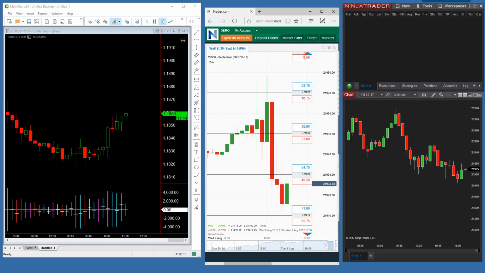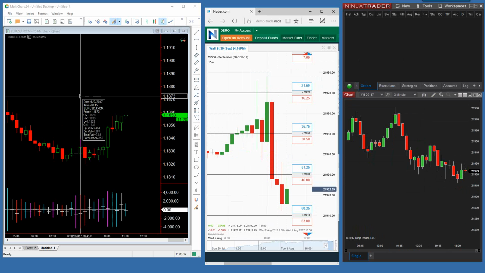Now, let's go ahead and get started on the different trading platforms. Can everyone see my screen right now? I have 3 trading platforms open. Just type a yes into the window. Thank you, Sean. Okay, on the left, I have MultiCharts. In the middle is Nadex, and over on the right-hand side is NinjaTrader.